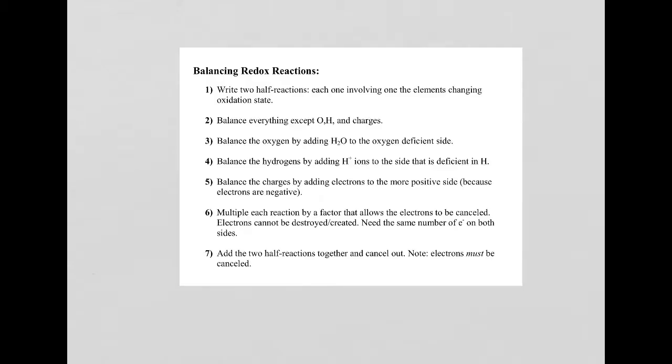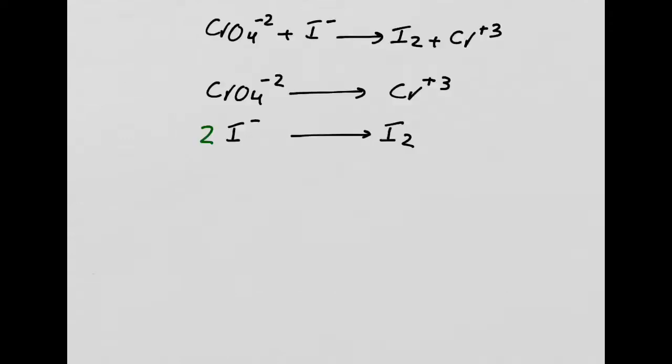Then what am I going to do next? I'm going to balance the oxygen by adding H2O to the side that doesn't have enough oxygen. Let's do this together. How many oxygen do you have on this side? Nothing. How many oxygen do I have on this side? You have 4 oxygen on this side. So what do you think is going to happen? I have to add 4 H2O on the side that is oxygen deficient. So you balance the oxygen by adding H2O. Let's come down over here.